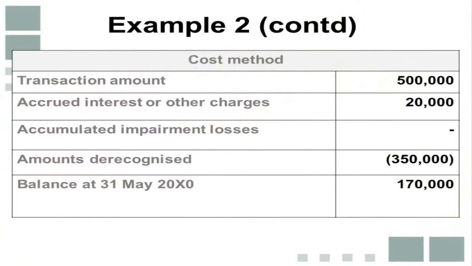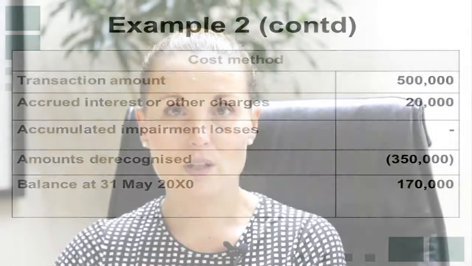So the transaction amount would have been the 500,000 levies that we had recognized initially. We have the accrued penalties that we need to charge, which is 20,000. We've said no impairment. And then we've obviously received payment of 350, which gives us a balance of 170,000 at the end of the month. So in terms of accounting for that, you would increase the receivables and the revenue with those amounts, and derecognize receivables and debit the bank with the amount that has been received.